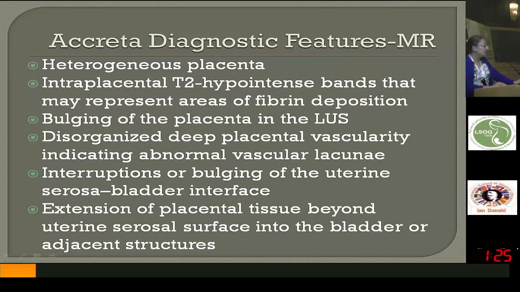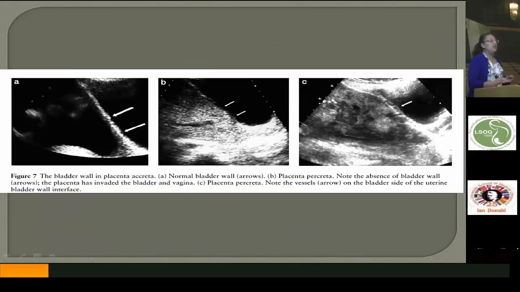The MRI will show a similar picture, but because it has very good soft tissue contrast, sometimes you can easily see the differentiating things between the placenta and the various organs. One characteristic clue that is present on MRI, and in one of the questions they mentioned that this is the best clue, is that you have a hypointense band that represents fibrin deposition. I'll show you a few pictures.